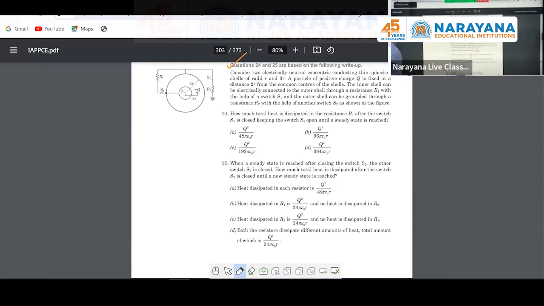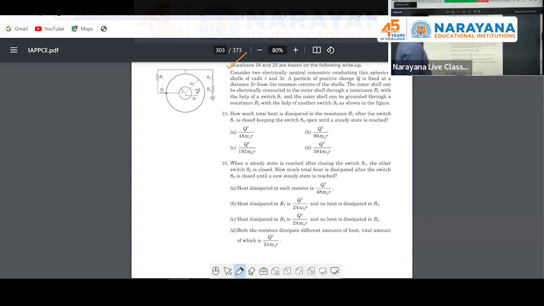Here he talks about two electrically neutral conducting thin spherical shells of radius r and 3r. A particle of positive charge capital Q is fixed at a distance of 2r from the common center of the shells. That is given.